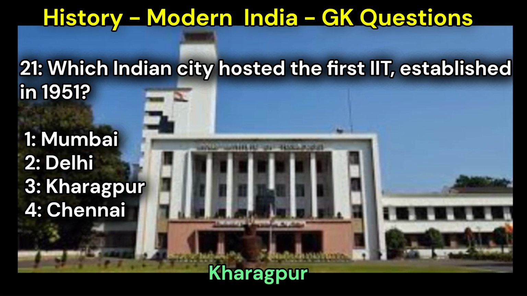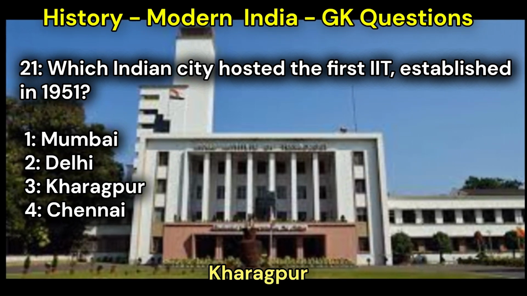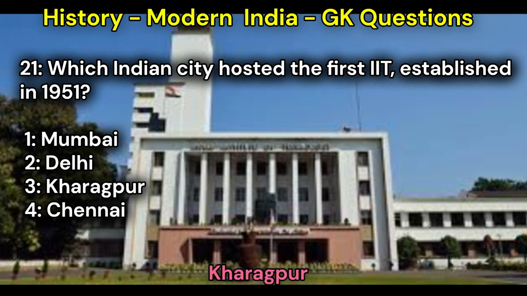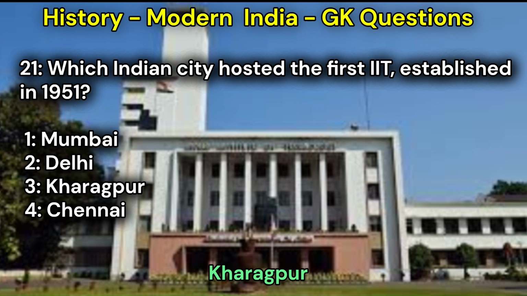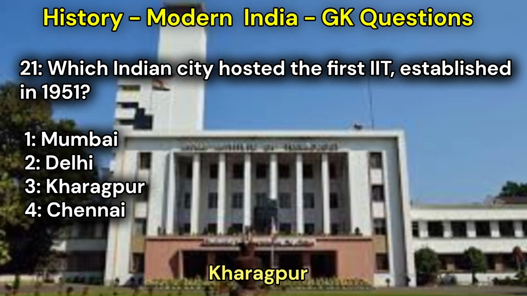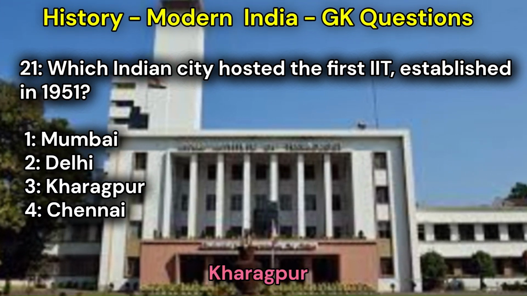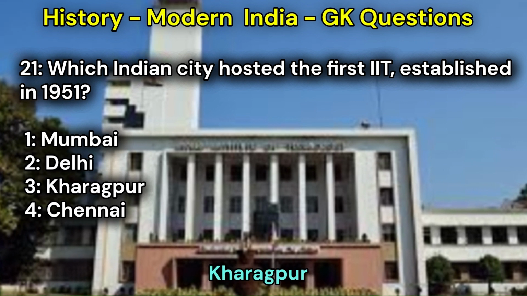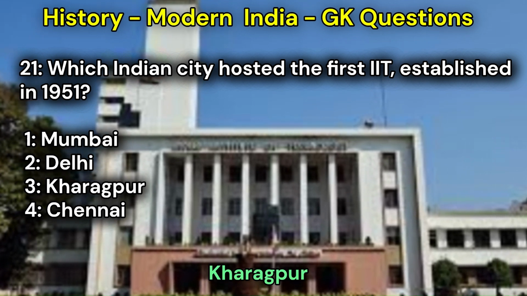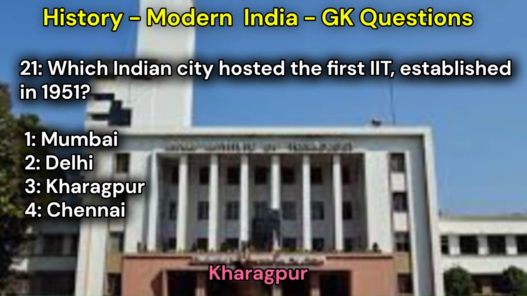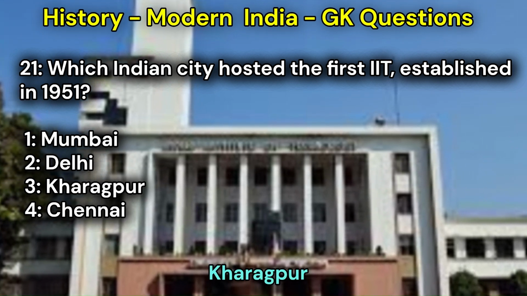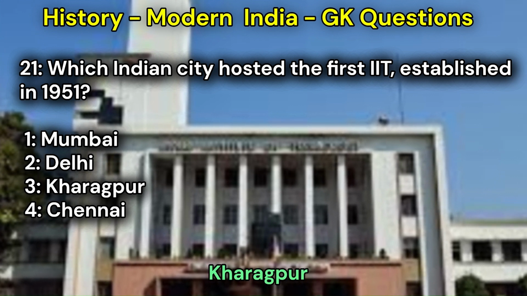Explanation: the first Indian Institute of Technology, IIT, was established in Kharagpur, West Bengal, on 18th August 1951. Initiated under Nehru's vision for technical education, IIT Kharagpur began in a former British detention camp. It set the stage for India's network of IITs, fostering engineering talent that later fueled the IT boom and global innovation.